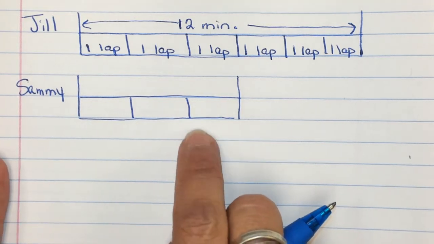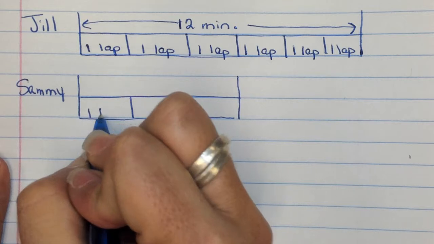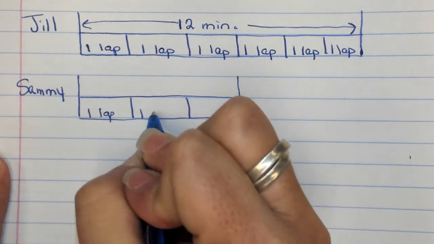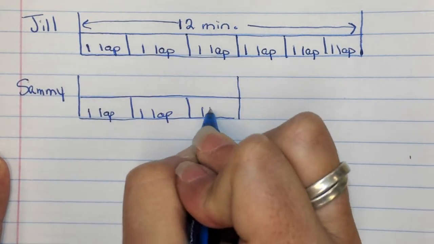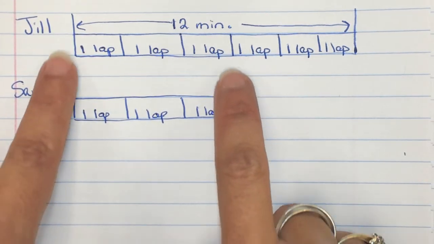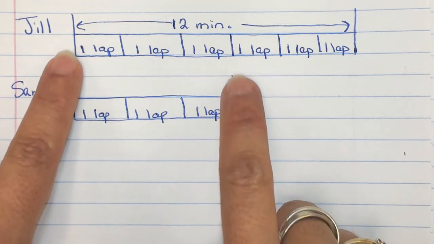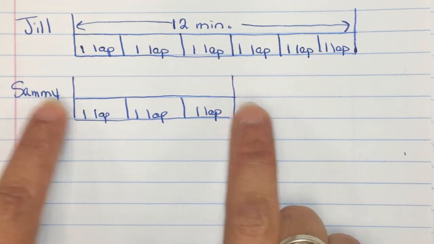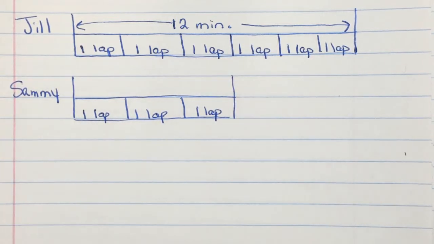Okay, Sammy had 3 laps, so I'm going to write 1 lap in each little box because that's what it's representing. Okay. And I'm not grading you on perfect boxes, but I do need to see some decent equivalence here. Try to make them the same.